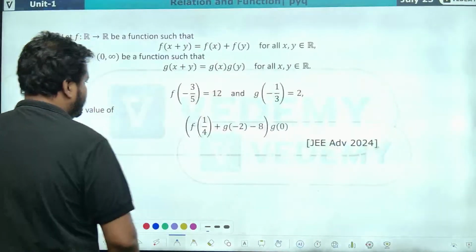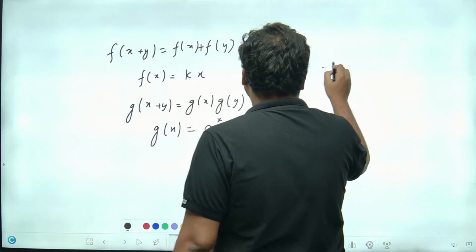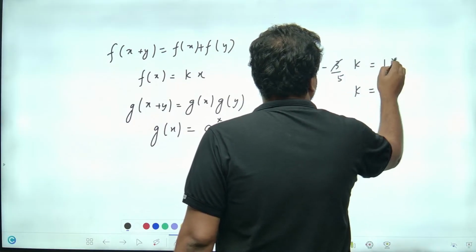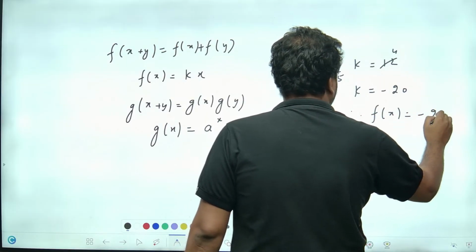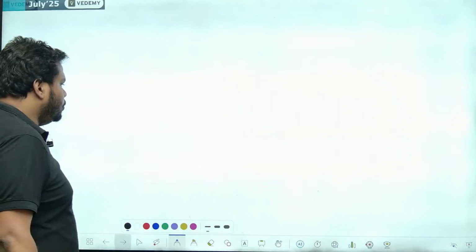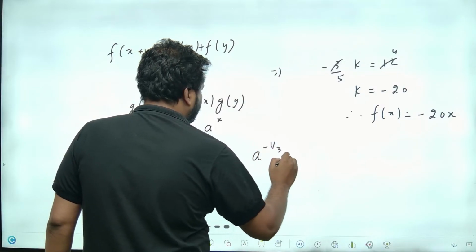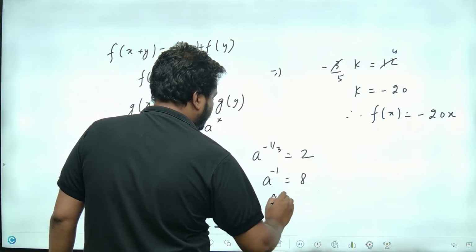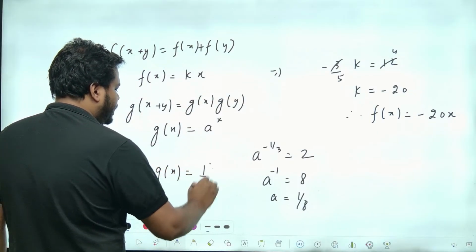Now what is given? F of minus 3 by 5 equal to 12. So this implies that minus 3 by 5 k equal to 12. What is k? Minus 20. Therefore, fx is equal to minus 20x. And what else is given? G of minus 1 by 3 equal to 2. So a to the power minus 1 by 3 equal to 2. So a to the power minus 1 equal to 8. So a equal to 1 by 8. So what is my gx? Gx is equal to 1 by 8 to the power x.